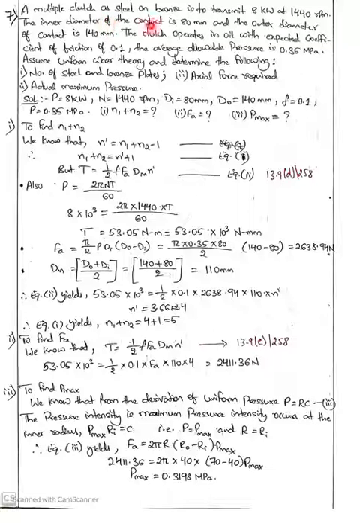A multiple disc clutch of steel on bronze is to transmit 8 kilowatt at 1440 rpm. The inner diameter of the contact and the outer diameter of the contact are given. The clutch operates with a coefficient of friction 0.1. Now he is asking to find the number of steel plates, the axial force, and the maximum pressure. So let's see how to solve this problem.